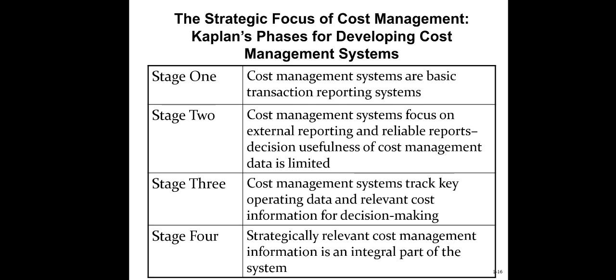The strategic focus of cost management. There are four Kaplan stages for developing a cost management system: stage 1, stage 2, stage 3, stage 4. This is according to Kaplan. They call him a management guru or something. He has introduced several theories and management techniques. His theories and techniques are very useful for businesses. I think many businesses apply Kaplan's theory and techniques.